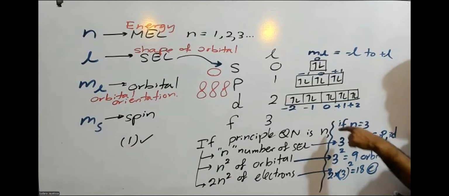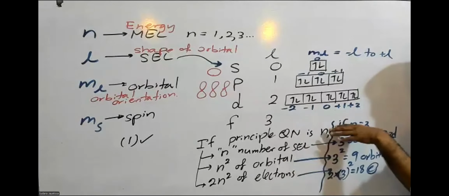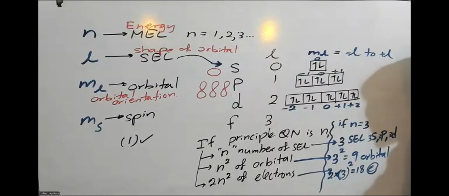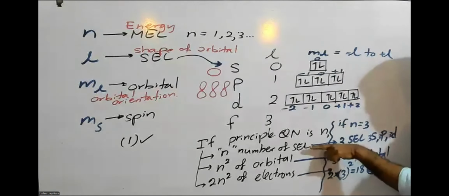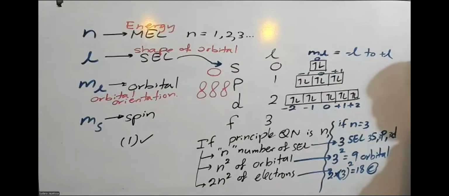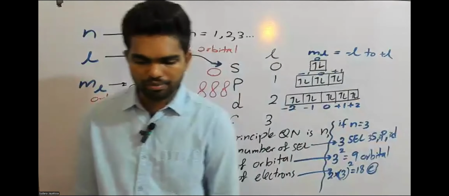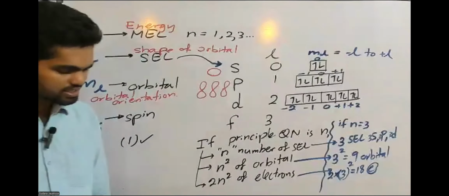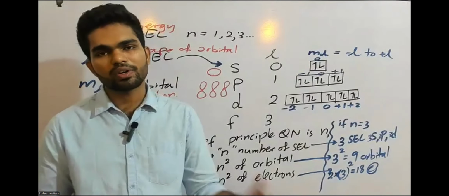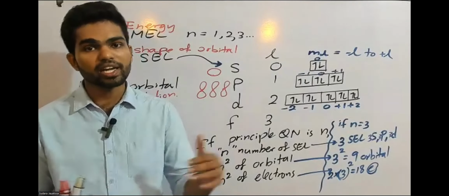So if the value is n, this is how n will represent the other variables. There will be n sub-energy levels, n square orbitals, and 2n square total electrons. So remember that. Understood, Lamai? There is something important to remember. The second statement is the wrong one. It is not n square, it must be 2n square.